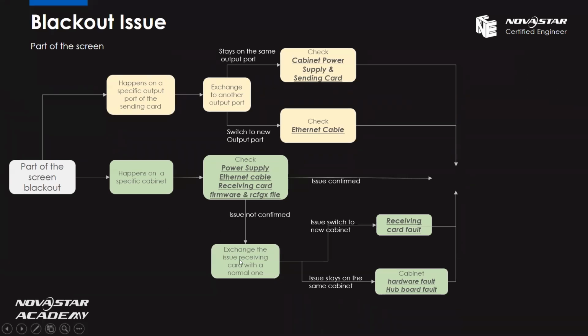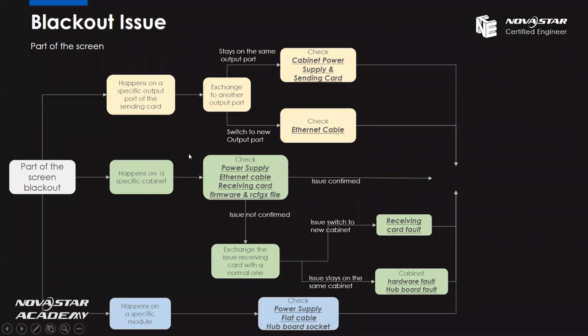After this operation, if the issue switches to a new cabinet, it means there is something wrong with our receiving card. So we need to check the receiving card. And after this operation, if the issue stays on the same cabinet, it means our receiving card is okay. So we need to check some other possible reasons, like the cabinet hardware fault and the hub board fault to get the detailed problems.